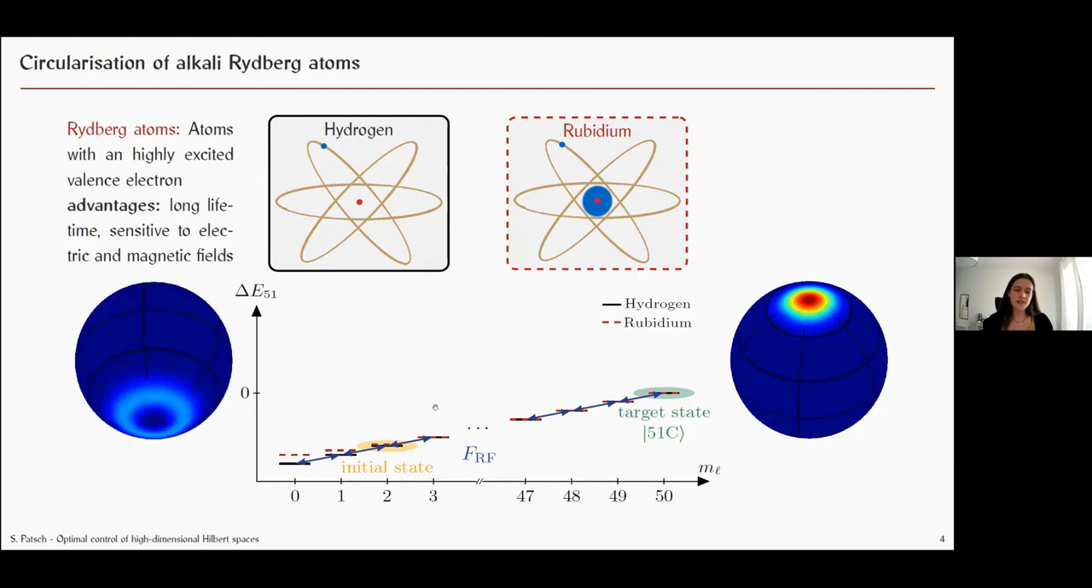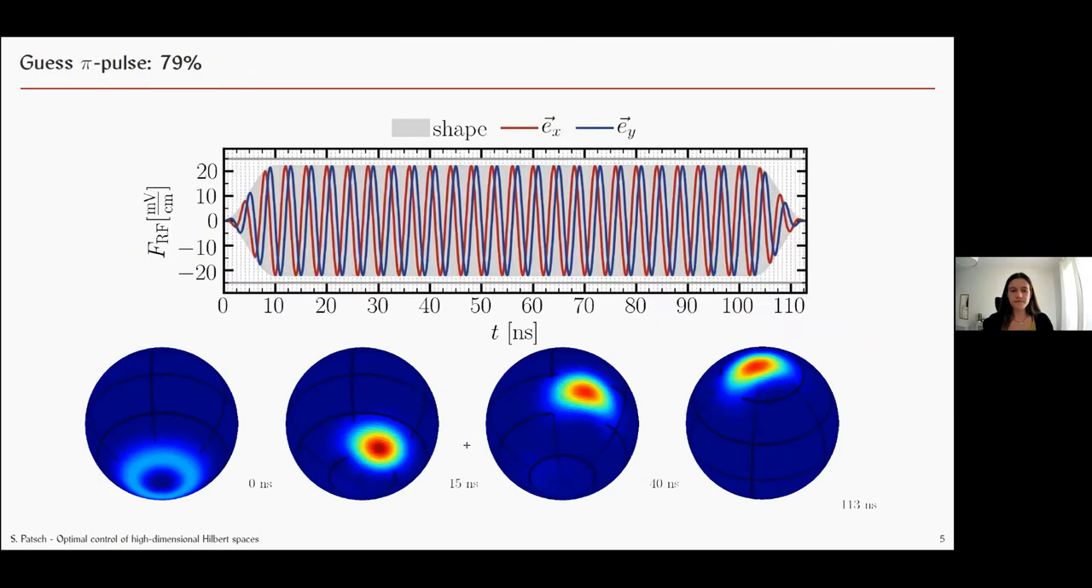And the initial state is then, well, not the south pole, but a ring around the south pole, because we don't start in m equal 0, but in m equal 2. And then first what we do is we look at the performance of the guess pulse. And this is what you see here. So we have the RF pulse. And since this is circularly polarized, we have an X and a Y component. And here are some snapshots of the Bloch sphere.